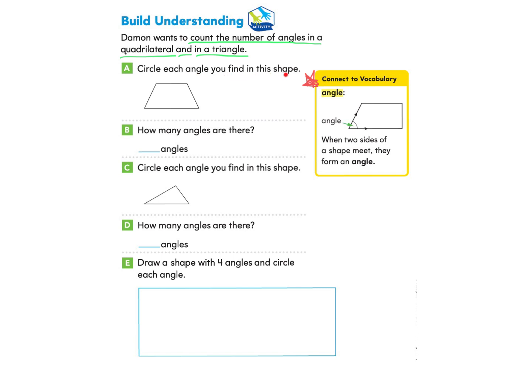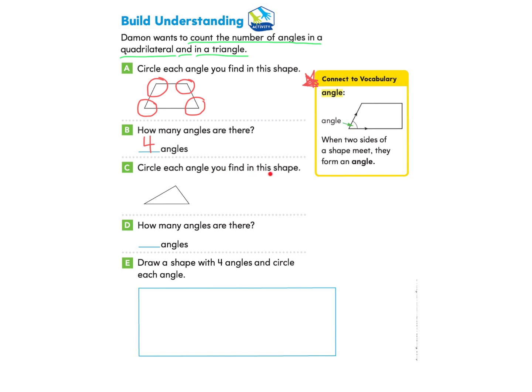Circle each angle you find on the shape. So we can circle that we see an angle here because that's where two sides meet and they form an angle. There's one here where two sides meet and form an angle. There's one right here where two sides form and create an angle, and one here. So how many angles are there? We found 4 angles. Now let's take a look at part C.